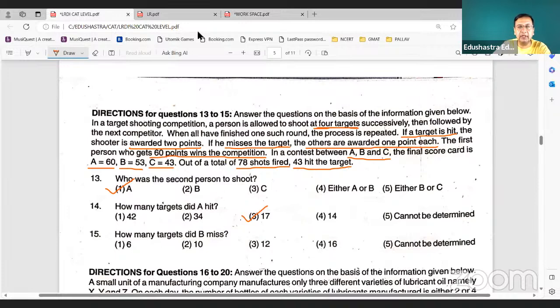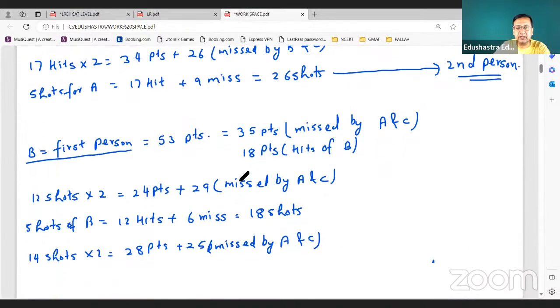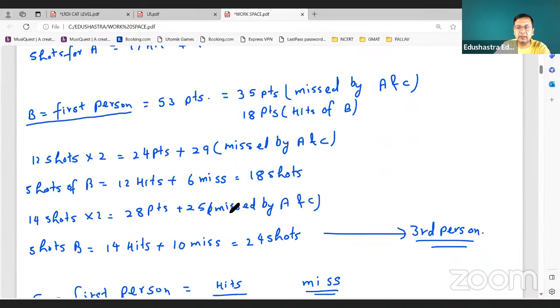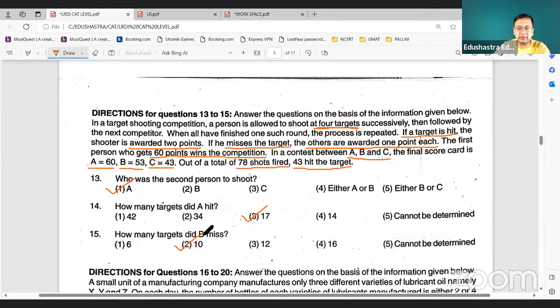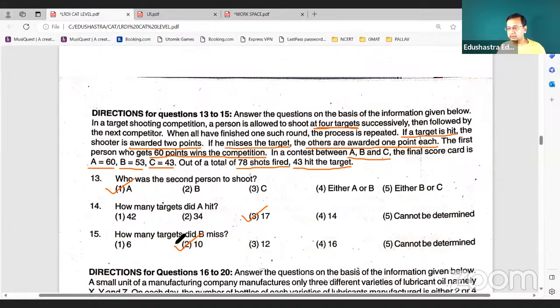How many targets B miss? So how many targets B miss? B is a third person and missing 10 targets. So this is the second option, right? So this way I am getting all my answers, right? So earlier the answers you have shared are a little not correct. There are some corrections required, right? So this is the way.